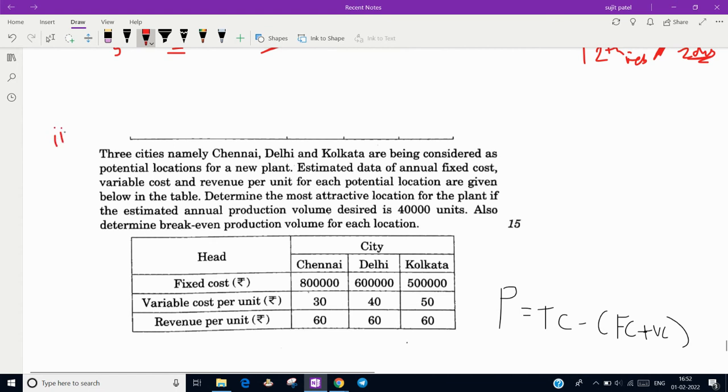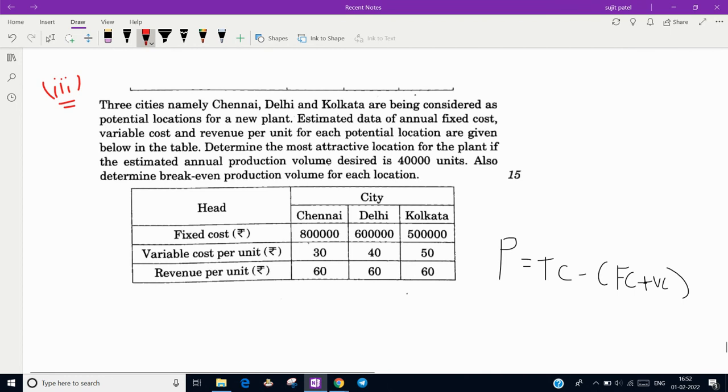Next, the third question, the last of today's video. Before starting this, that is break-even analysis, we all know that profit is total revenue minus fixed cost plus variable cost.